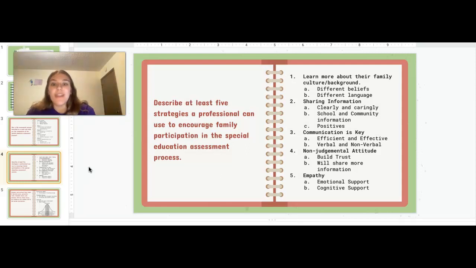But learning more about family background makes them know, oh wow, this teacher really cares about my child and our religion and our background and our culture.